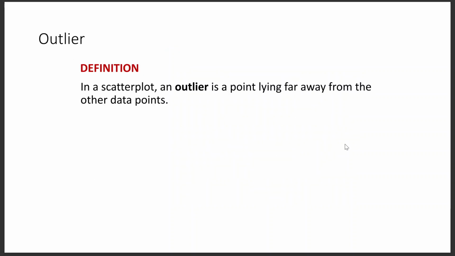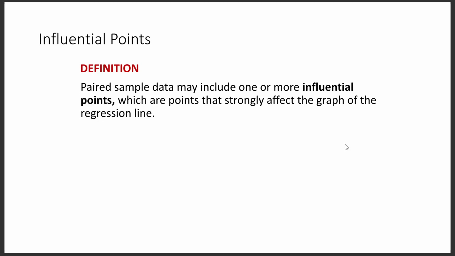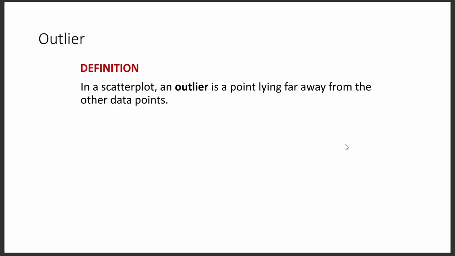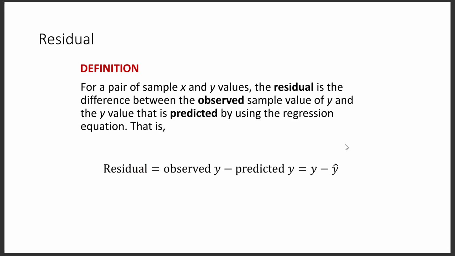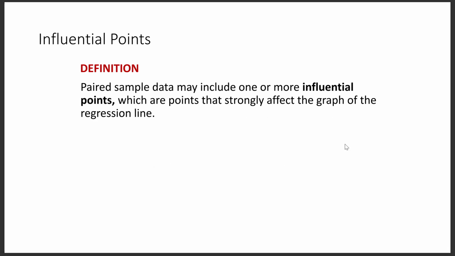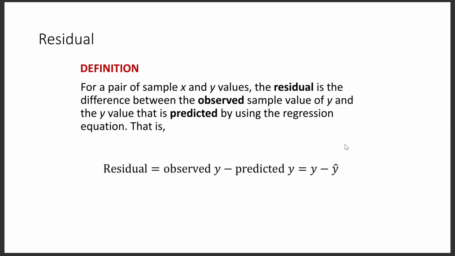Okay, you might have outliers in data. We already know the meaning of outliers, and they might influence your regression line hugely. And then you have influential points, which are points that strongly affect the graph of the regression line. You have to be careful with these influential points. And then there is one more word that's called residual. Residual means the difference between whatever you observe and whatever you predict from the regression line. If you have an observed value and you do the prediction, and there is a difference, that's called residual.